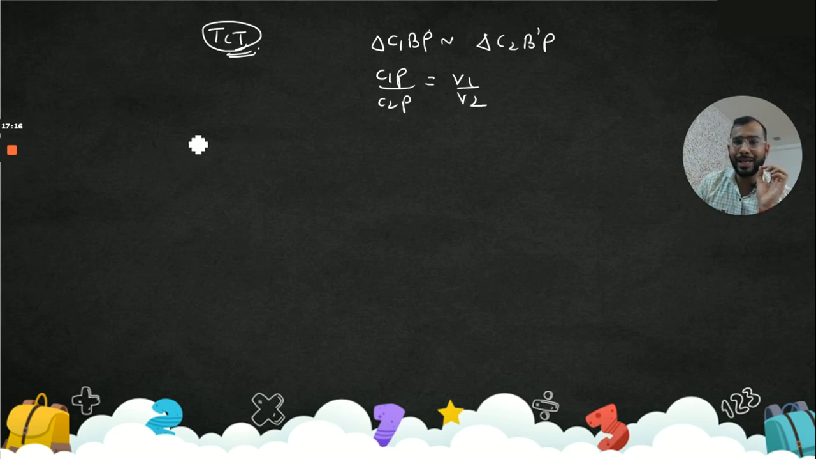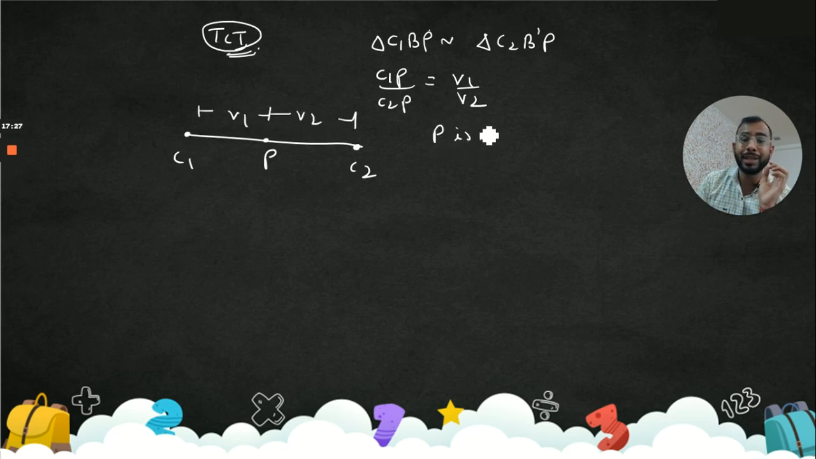So what I can say here is, if these are the 3 points C1, P, C2. So C1P ratio I am talking about, R1 is to R2. So what we can say, P is the internal division point. ठीक है, internal division point. So how we can find out?